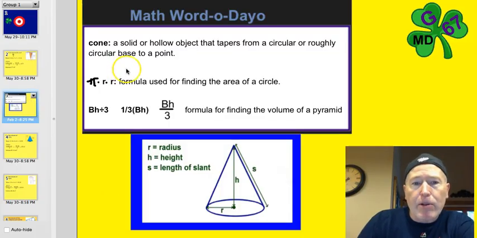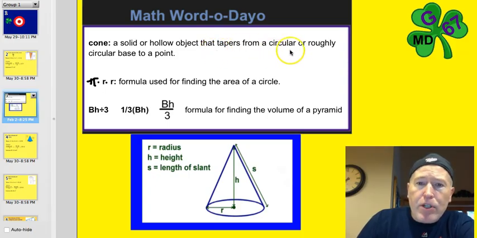Let's take a look at some vocabulary tonight. First of all, a cone is a solid or hollow object that tapers from a circular or roughly circular base to a point. Our formula, pi r squared, that'll be for finding the area of the circle. We've got a couple of different ways we can put this into the calculator. We can go base times height divided by 3. We can use 1/3 base times height. This is the one I prefer, just base times height divided by 3 written as a fraction. And that works for the volume of a pyramid or a cone.